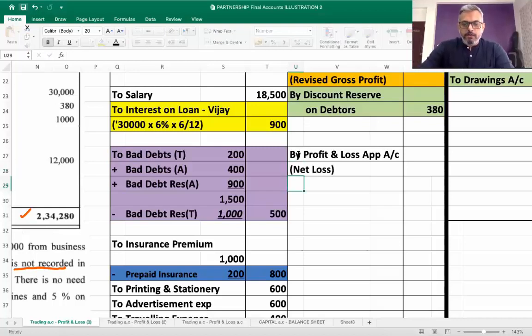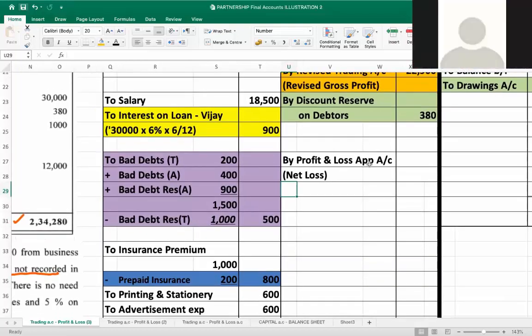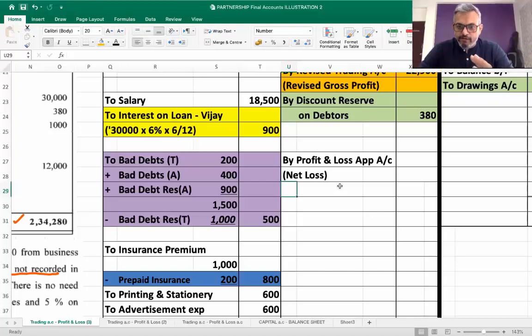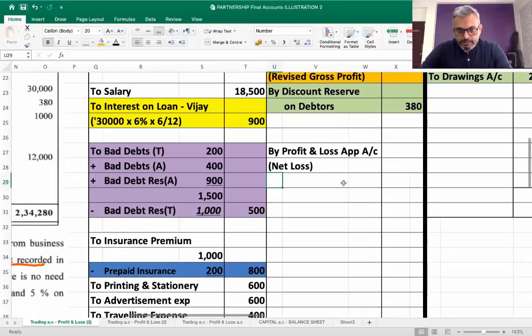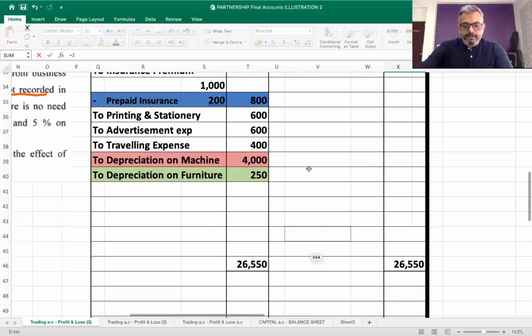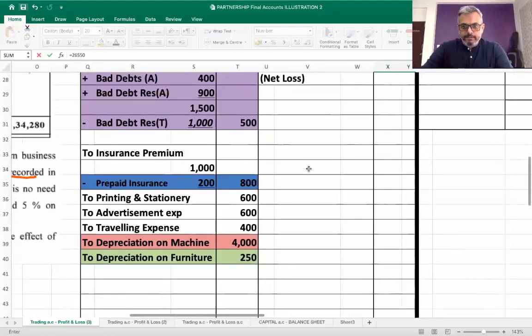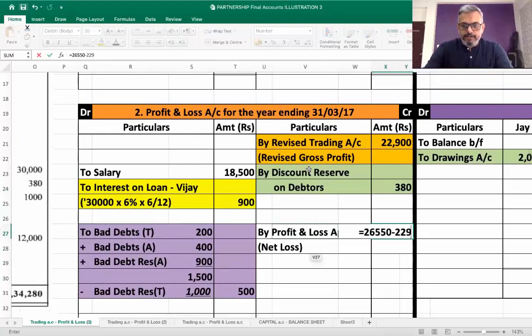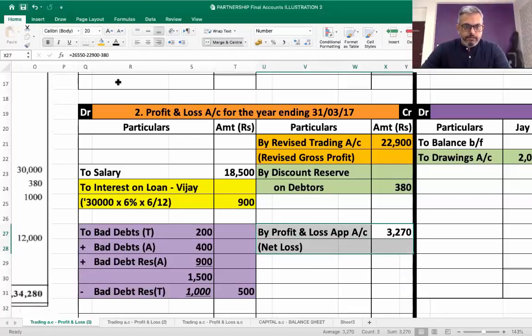Net loss. Now, if you have not prepared P&L appropriation, you can do it over here because it's a textbook question and in the illustration it is already done over here. But I would prefer transferring it to profit and loss appropriation. So over here, let's transfer, which is equal to 26,550 minus 22,900 minus 380. So 3,270. 3,270 is the loss.